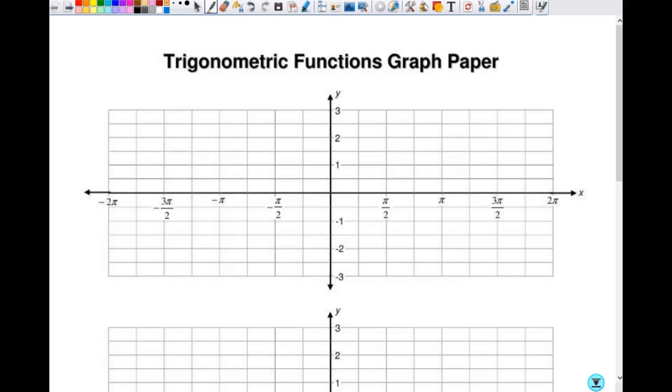So the first thing we're going to do is graph the three parent functions that we've already done. We're going to start with f of x equals the sine of x. Okay? That's what we are going to start with. And when we do this, I've had you draw your little parent function of one cycle.